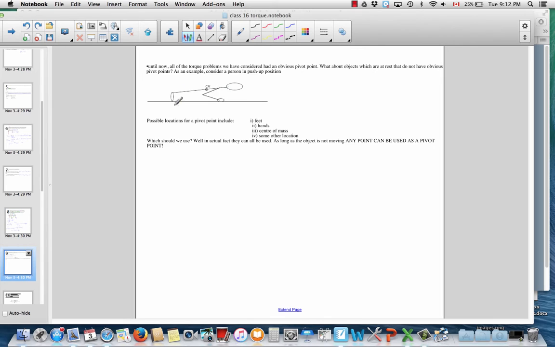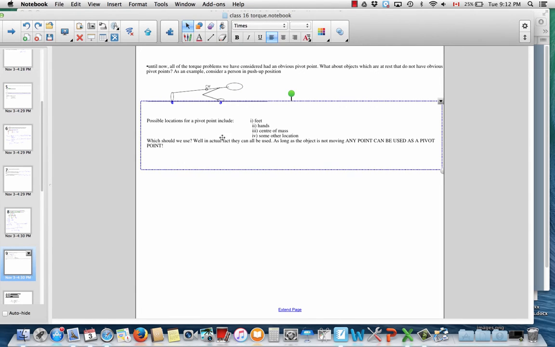Now, up until now, every problem had a clearly defined pivot point. Let's look at a case where that isn't so. Say a person down in push-up position, so this is their hands and this is their feet. Well, you could imagine the pivot point being at their toes or at their hands, or perhaps at the center of mass. It could be at any other place as well. The good news is it doesn't really matter, because as long as the object is in equilibrium, any point can be used as the pivot point.